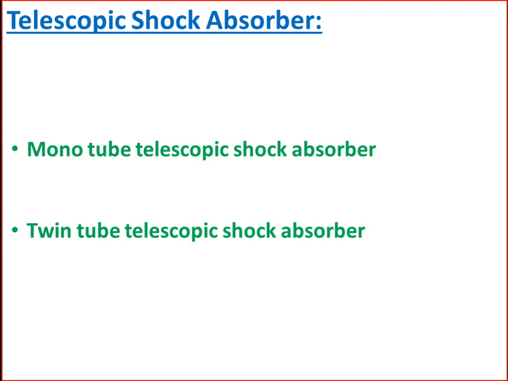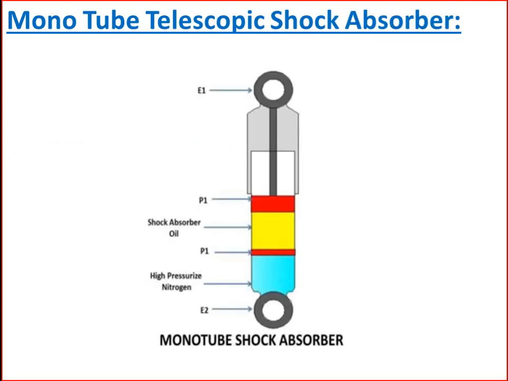So as we discussed, telescopic shock absorbers are divided into two types. First one is the monotube telescopic shock absorber and second is the twin tube telescopic shock absorber. So we will see each one with their construction. The figure shows the monotube telescopic shock absorber. As the name implies, this type of telescopic shock absorber has one tube with two chambers. To understand its construction, let's look at the image given below.